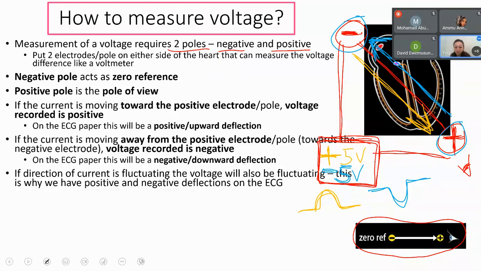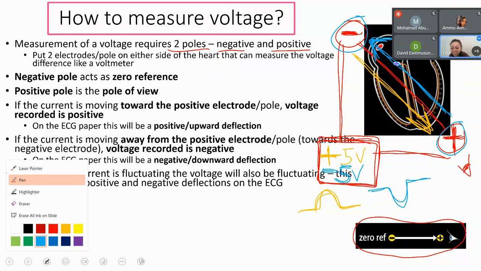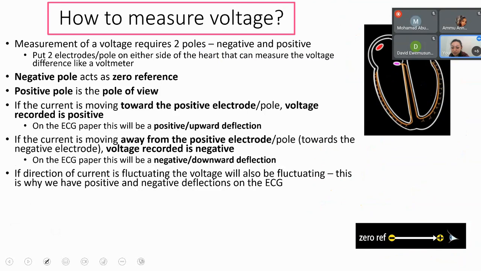Okay, so I'm going to erase this. If the direction of the current is fluctuating, the voltage will also be fluctuating. And this is why we have positive and negative deflections in the ECG. The impulse traveling across the heart is going in different directions. It's not just going in one direction.